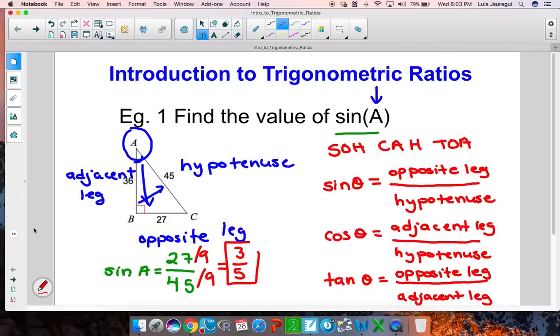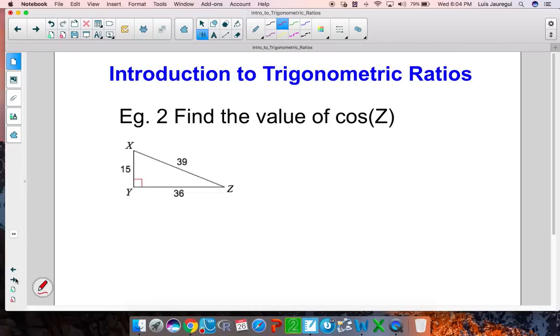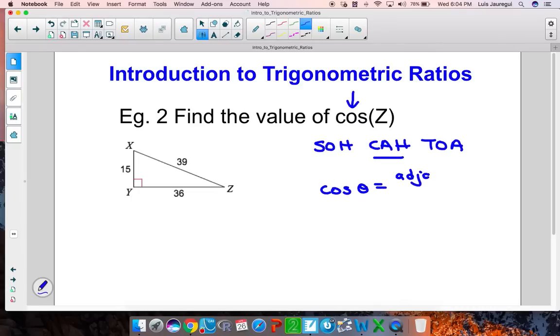Now let's go ahead and take a look at another example. Example 2. Find the value of cosine of Z. Again, it's a good idea to write down your mnemonic device, SOHCAHTOA. And given the particular question, we're looking for cosine. Cosine is the ratio between your adjacent leg and your hypotenuse. So let me go ahead and write that down. Cosine of theta is equal to the ratio between the adjacent leg and the hypotenuse.